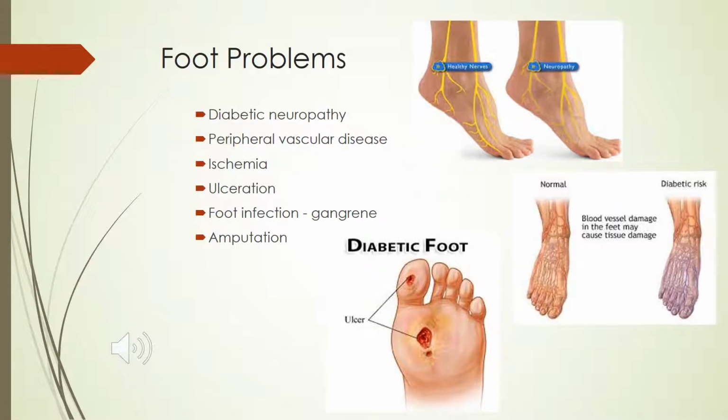Foot complications associated with diabetes are diabetic neuropathy, peripheral vascular disease, ischemia, ulceration, foot infection, gangrene, and amputation. Peripheral vascular disease and neuropathy are the two main conditions responsible for the increased risk of foot problems for people with diabetes. The first picture we see on top is neuropathy, which is damage to the nerve that causes loss of feeling in the feet, taking away the ability to feel any pain or discomfort. So patients are unable to detect any injuries.